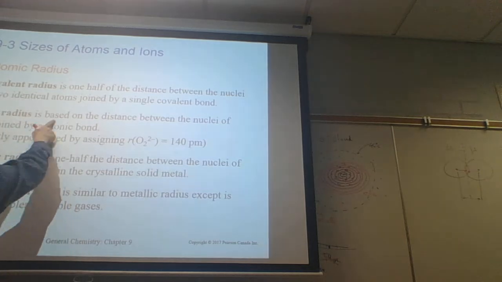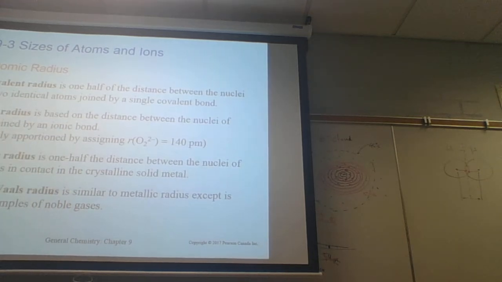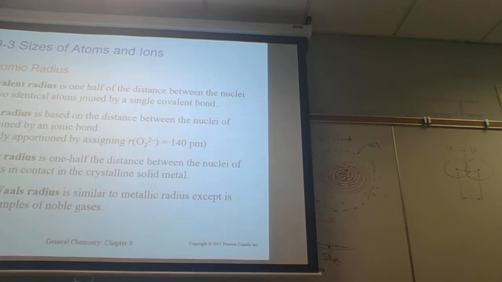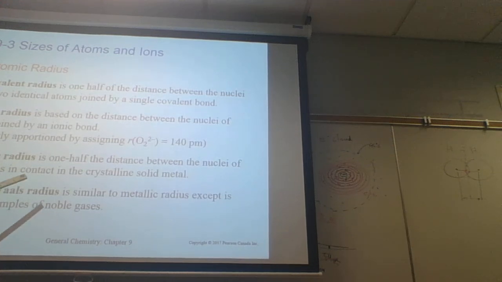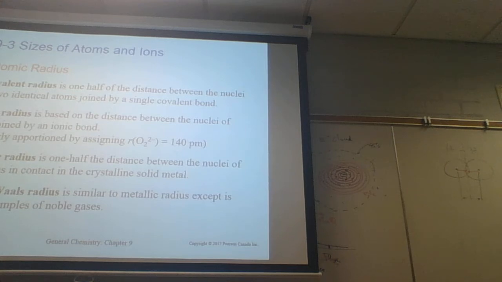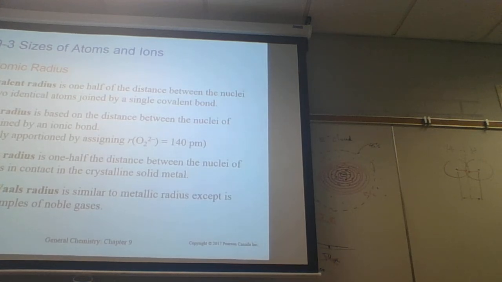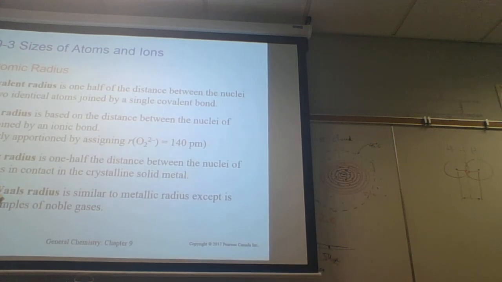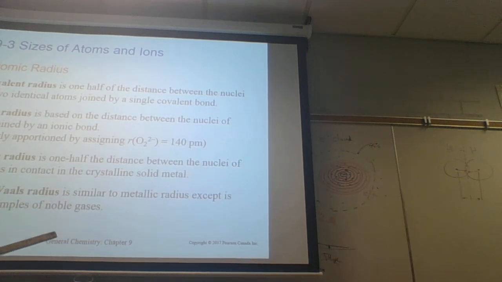The ionic radius is based on the distance between the nuclei of ions joined by an ionic bond. The metallic radius is 1/2 the distance between the nuclei of two atoms in contact in a crystalline solid metal. The van der Waals radius is similar to the metallic radius, except it's for solid samples of noble gases.